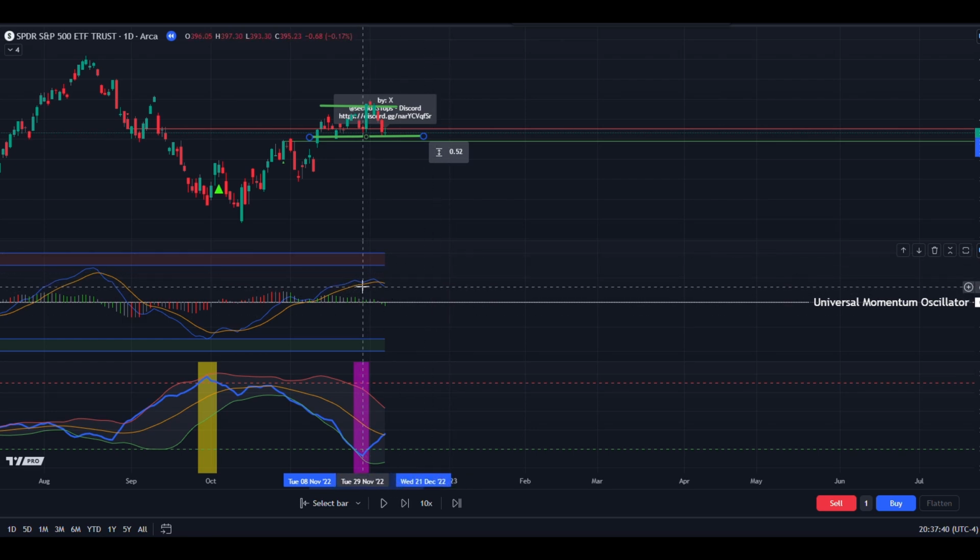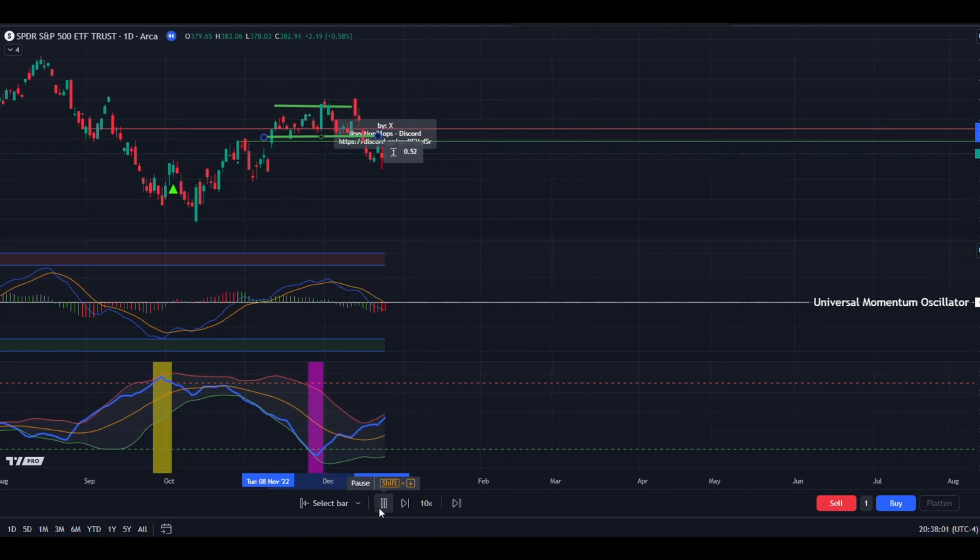Sometimes it's a reversal to the downside. More often than not, it's a continuation of the trend. But I would just caution you that when these purple boxes show up, using this momentum oscillator is not going to yield the same results as doing it when the yellow boxes show up. So let's see what happens.